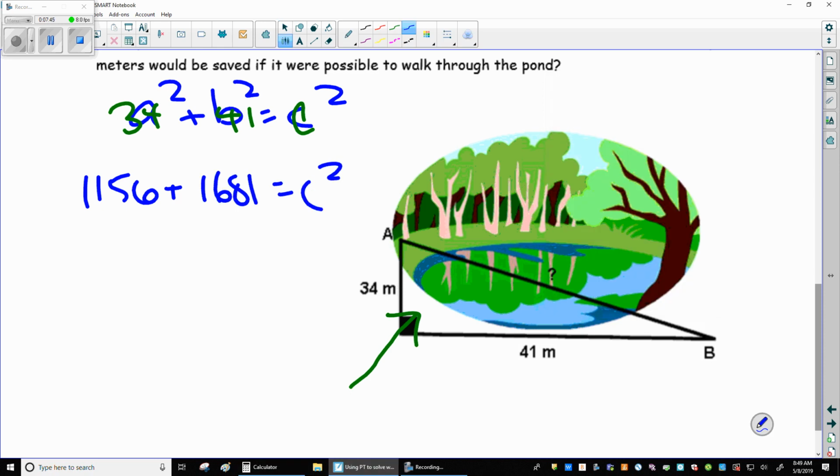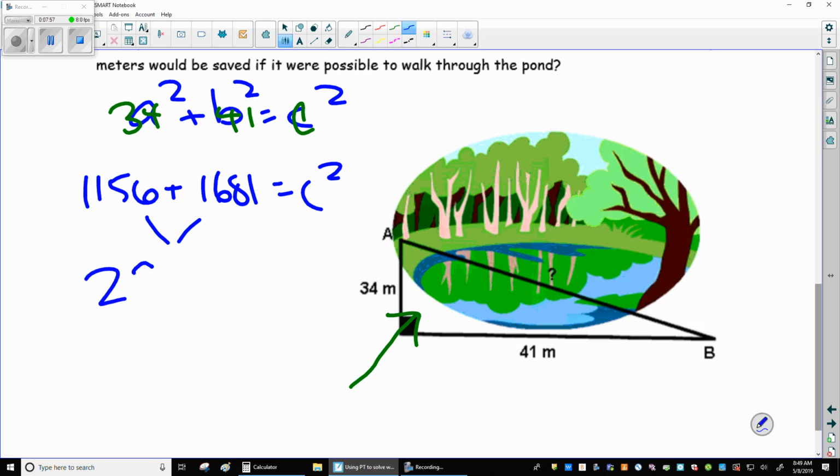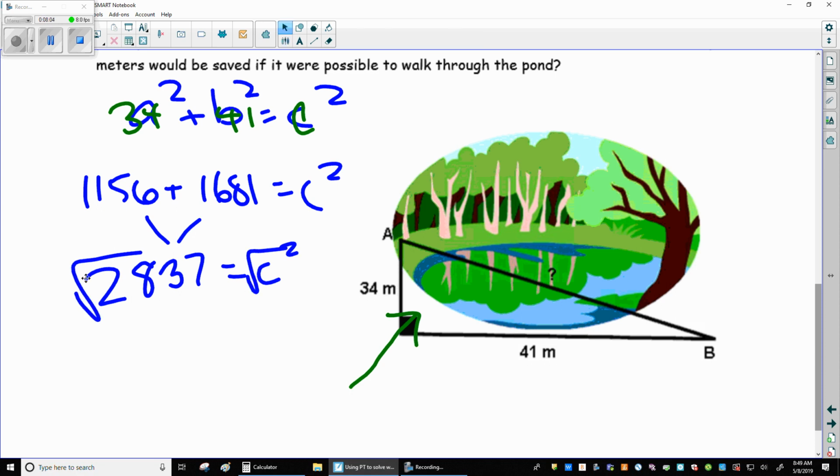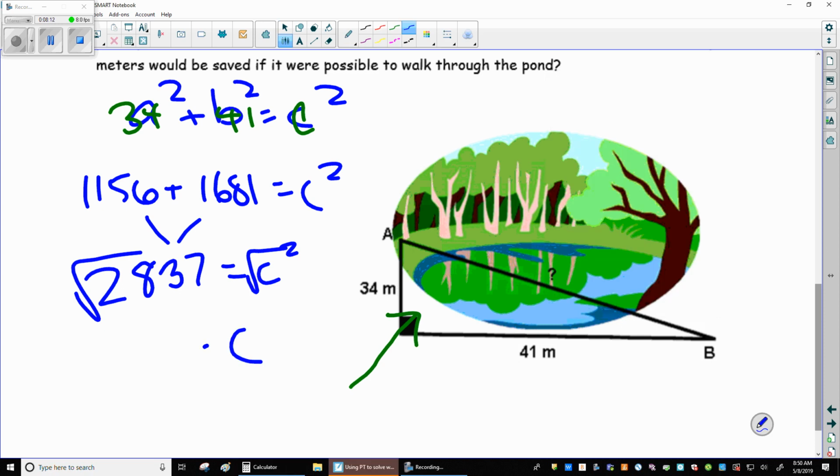And that's all equal to c squared. How do I simplify those? Obviously there's a plus sign in between them, so let's add them together. Plus 1156. 2837 is c squared. Square root both sides, and I end up getting some random value of 53.3, let's call it. So c is 53.3.